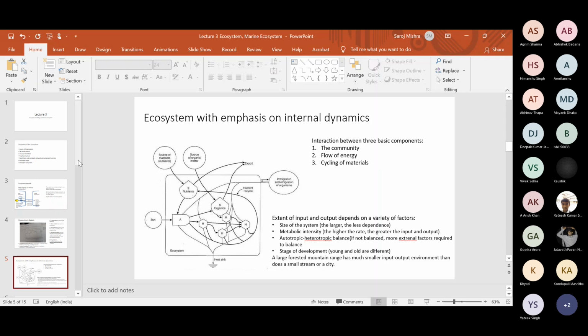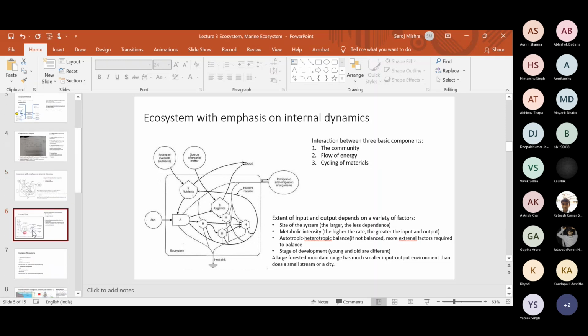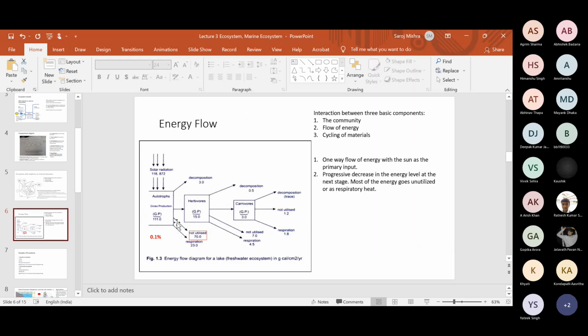So here is a picture of how this energy flow diagram has been calculated for a lake, a freshwater ecosystem. These are the autotrophs, which are at the base of this energy pyramid. The energy is computed in terms of gram calorie per centimeter square per year. So much energy falls on the autotroph.